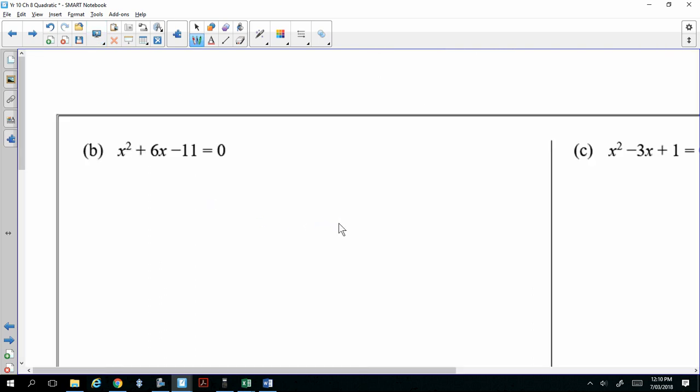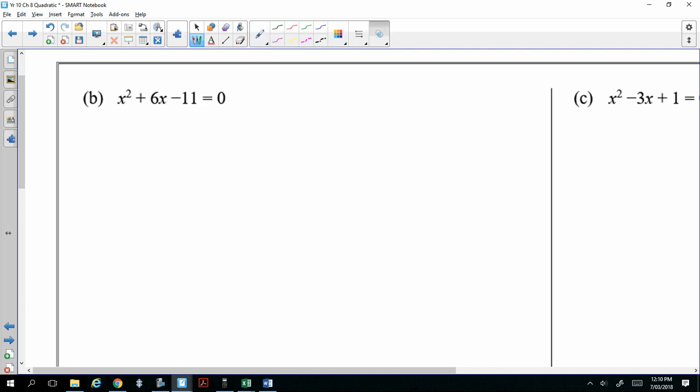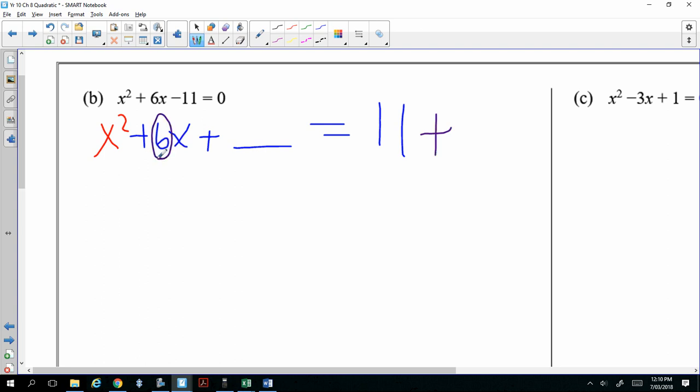Let's do the question. What's the first step? Move the 11. Very good. But remember to leave a gap. Then we're going to add something. What do we add? Not 11 squared. Half of 6. What's half of 6? 3 squared. Add 3 squared to both sides. It's half of the number in front of x.